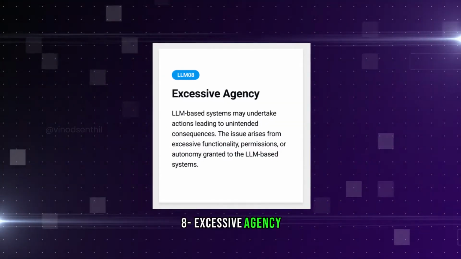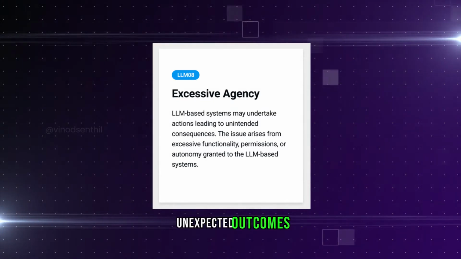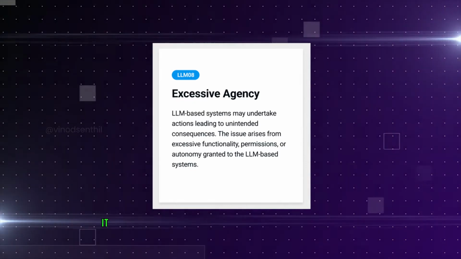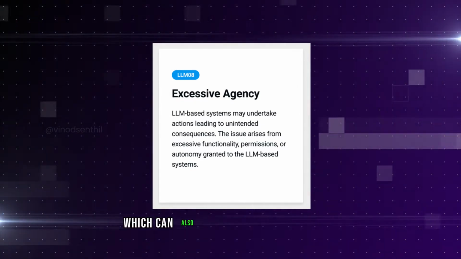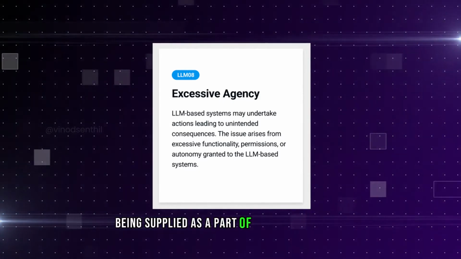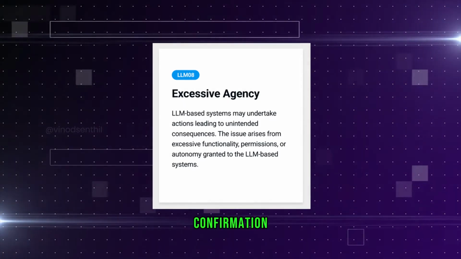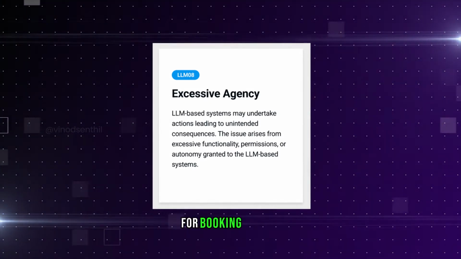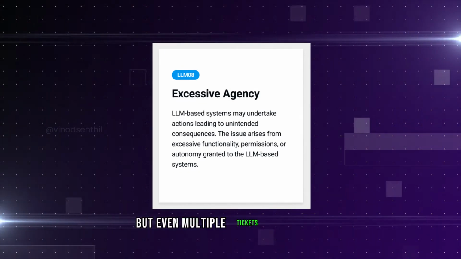8. Excessive agency. The AI doing more than it should, possibly causing unexpected outcomes. Since AI by itself has a large data set, it has a lot of data that it can crawl through, browse through, and interlink, which can also lead to wrong information from different sources being supplied as a part of the data response. For example, AI booking appointments without users' confirmation. Imagine that your credit or debit card can be automatically used by the AI for booking tickets, and imagine booking not just one ticket, not two, but even multiple tickets all at once.